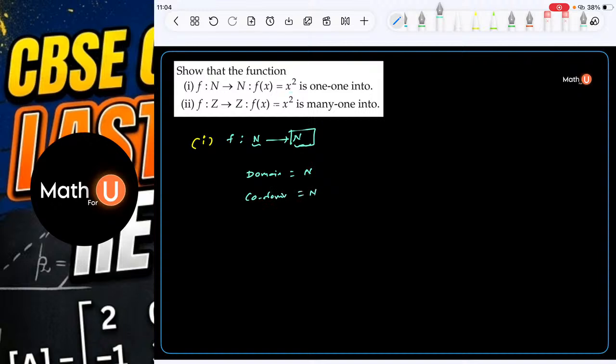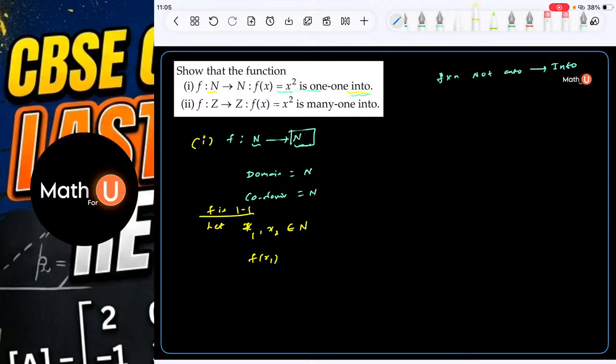They are asking to show that it is 1 1 and it is into. If the function is not onto, such functions are called into functions. We have to show the function is 1 1 but it is not onto. See how to show it is 1 1. Natural number to natural number. To show f is 1 1, let x1, x2 belong to natural numbers.